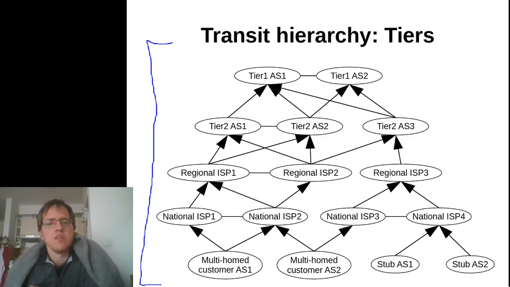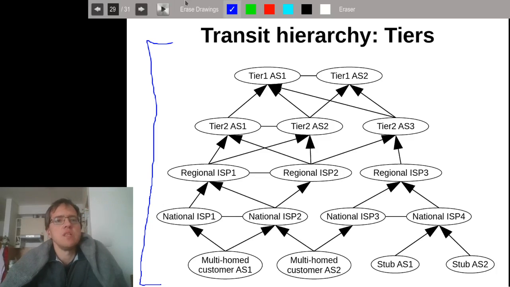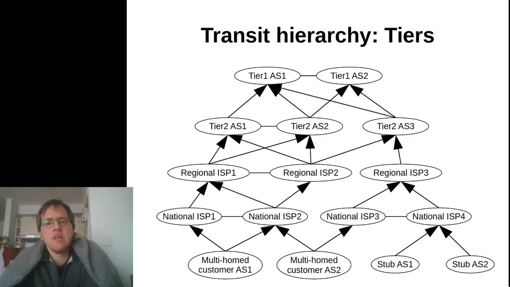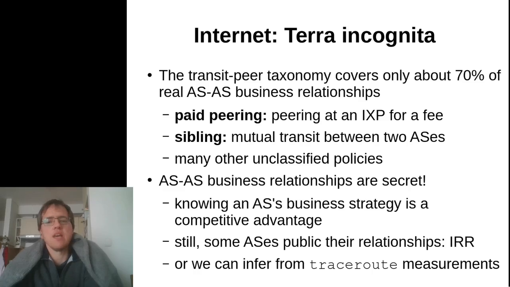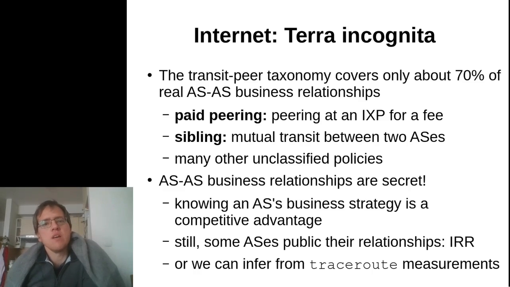Unfortunately, there is not enough proof out there in the internet. There is not enough data to actually characterize to what extent this model describes reality, and to what extent the transit hierarchy is still the case in the internet. The internet is unfortunately terra incognita. So the first important thing: it is unknown territory.